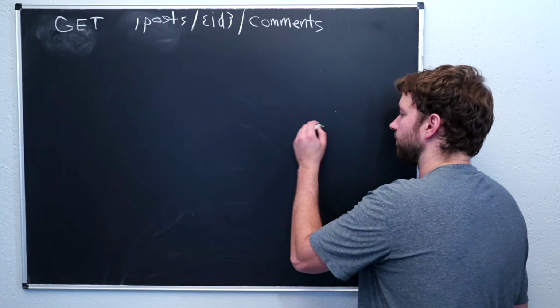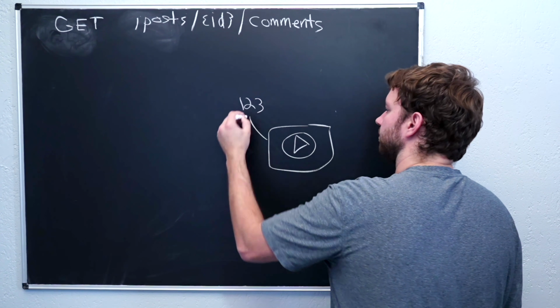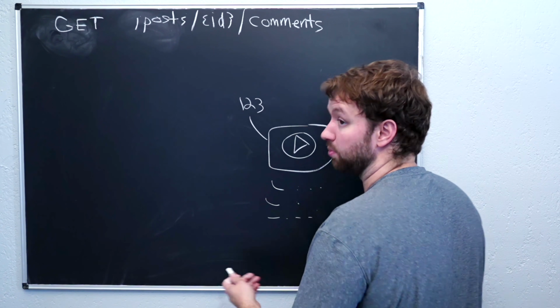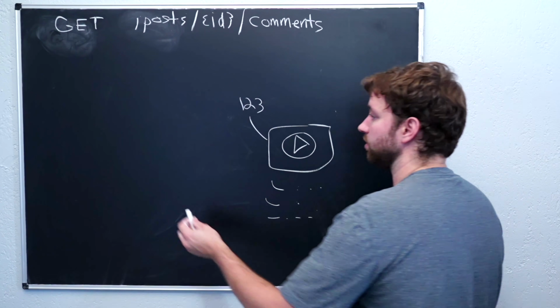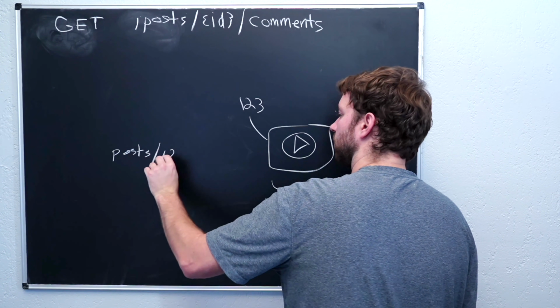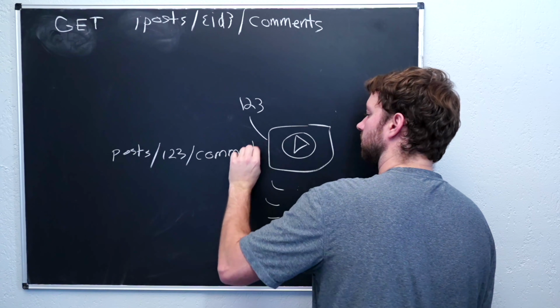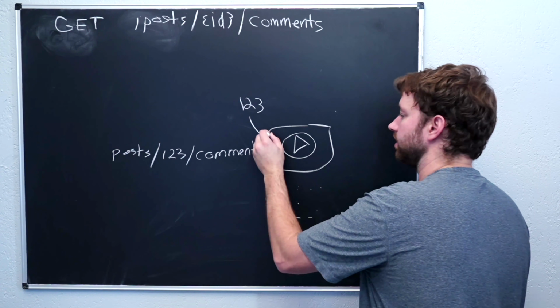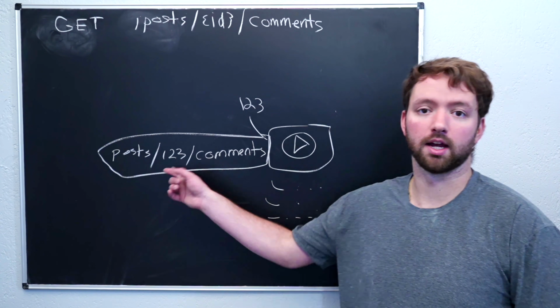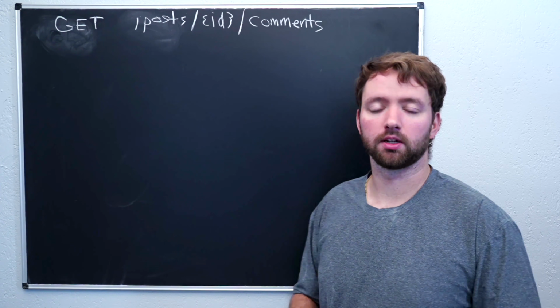So we have some video. This video has the ID of 1, 2, 3, and it has a series of comments down here. The API endpoint to retrieve this information would be posts 1, 2, 3, comments. So this is the URL you would use to access all of the comments for the post with the ID of 1, 2, 3.